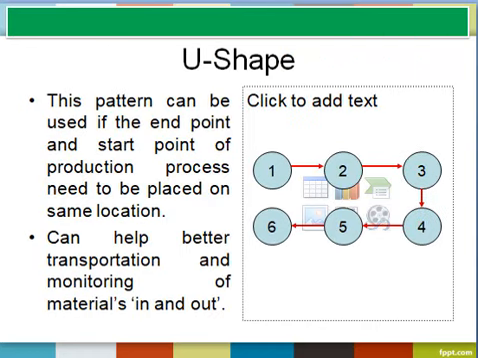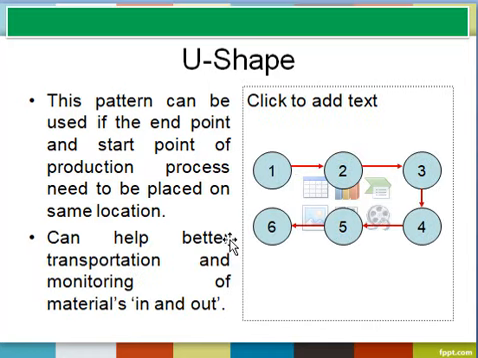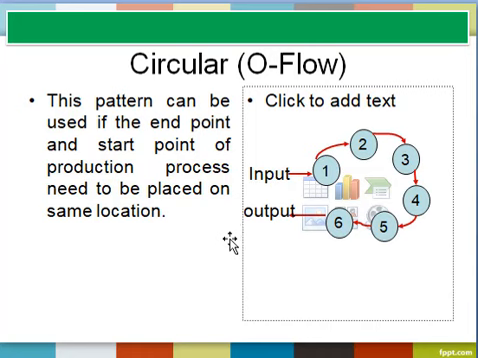U-shape: this pattern can be used if the end point and start point of the production process need to be placed in the same location, and it may help better transportation and monitoring of material in and out. Circular or O-flow: this pattern can be used if the end point and start point of the production process need to be placed in the same location, and it has a similar definition to the U-shape, with better monitoring of material.